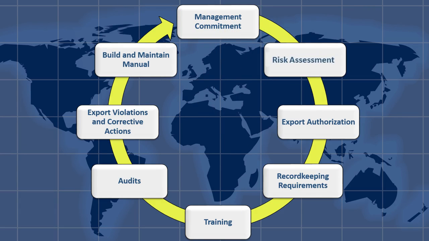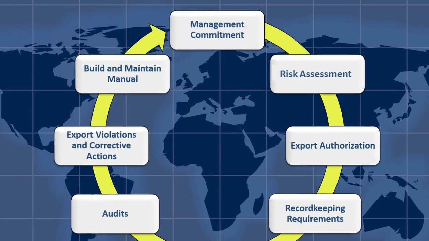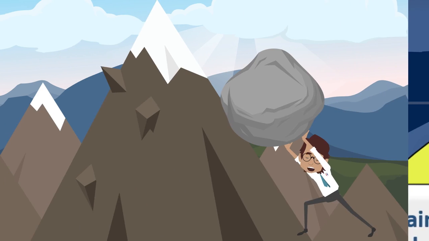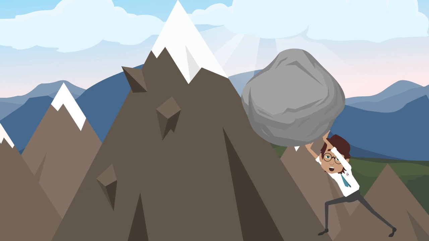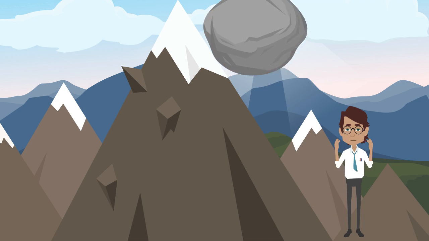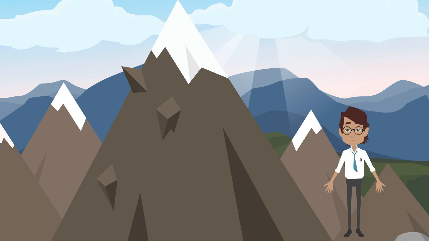The first element is management commitment, the most important factor in having an effective ECP. Creating a corporate culture of compliance without management commitment is like trying to push a heavy rock up a hill. Very difficult, and you'll never have a successful compliance program.